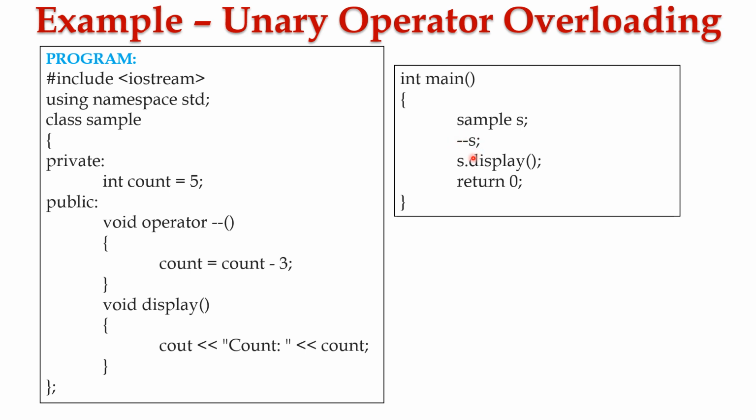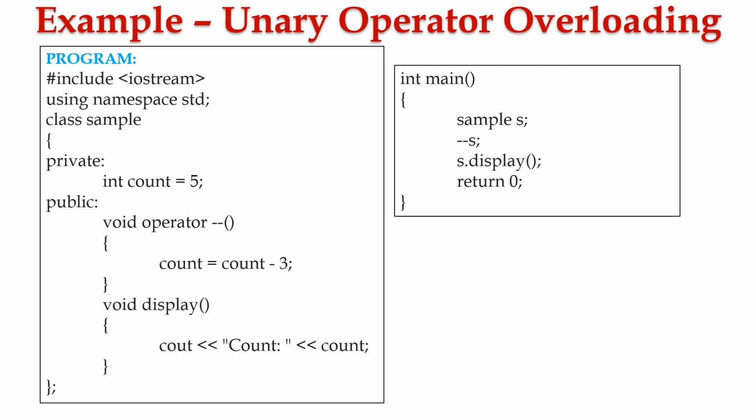The next statement is s.display(). So using the object s of class Sample, we are accessing the method display, which is available in the class Sample. Next, return 0, which specifies the successful execution of the code. Hope you are clear on this explanation of the code.